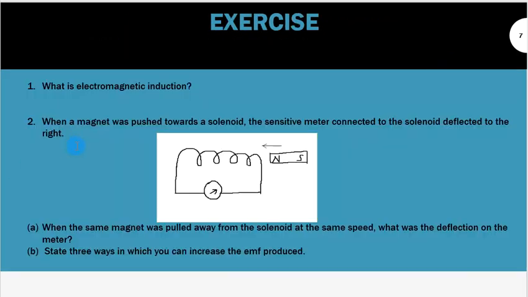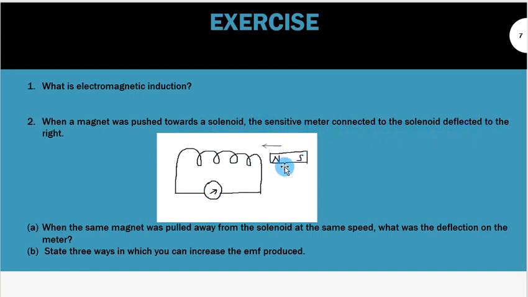So here is your exercise. Question 1, what is electromagnetic induction? So you have to explain what electromagnetic induction is. Then we go to the second question. When a magnet was pushed towards a solenoid, the sensitive meter connected to the solenoid deflected to the right. So you can see this arrangement here.